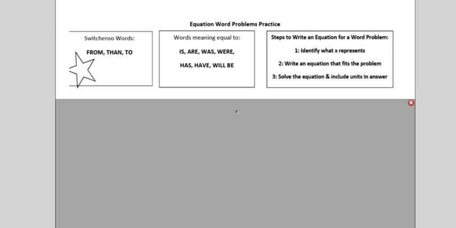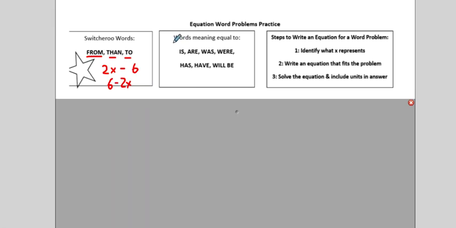So just a few reminders, the first being that there are three switcheroo words. So remember, our switcheroo words are from, than, and to. When we see those words, say we have 2x minus 6, and there's a from, than, or to, like less than, remember, we need to rearrange it to be 6 minus 2x. So we're switching the things we're adding or subtracting.